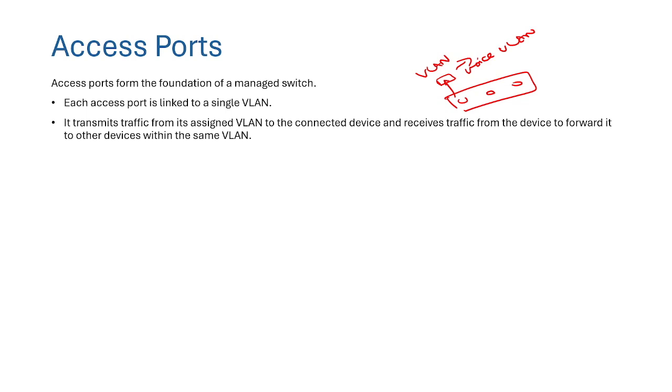What it does is it transmits traffic from its assigned VLAN to the connected device, and receives traffic from the device and forwards it to other devices within the same VLAN. So if this is VLAN 10, the traffic I receive within the switch is only from VLAN 10. If this port is connected to VLAN 20, I will not receive any traffic sent by that port. I will only receive broadcast and unknown unicast traffic from VLAN 10.